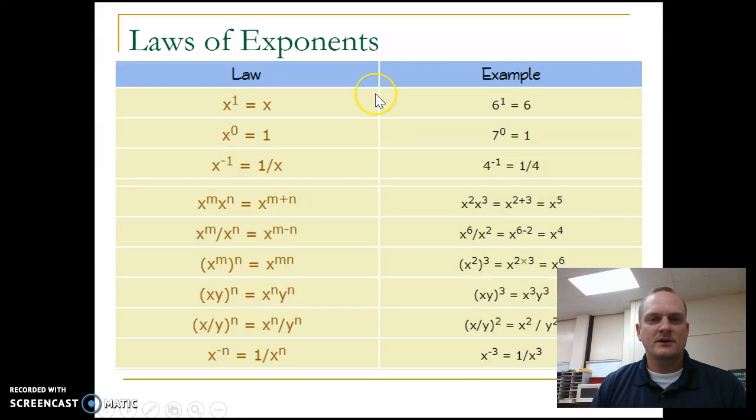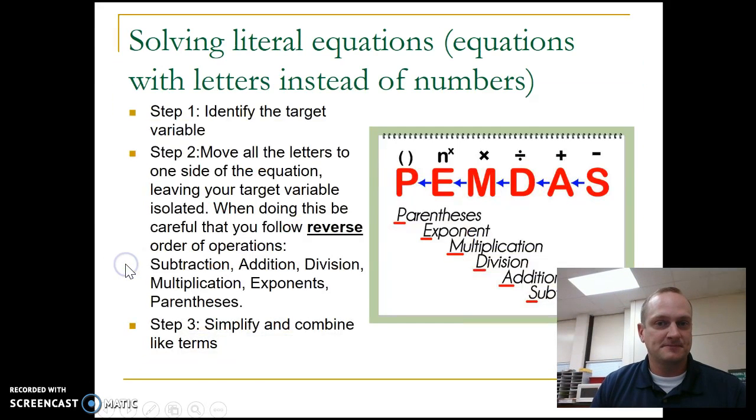Here are your laws of exponents. I would recommend you go back and look at this page. It tells you a lot about what to do when I have two numbers that have exponents I'm multiplying together. x squared times x to the third is x to the 2 plus 3, or x to the 5th. Go through and look at these. These are your laws of exponents.